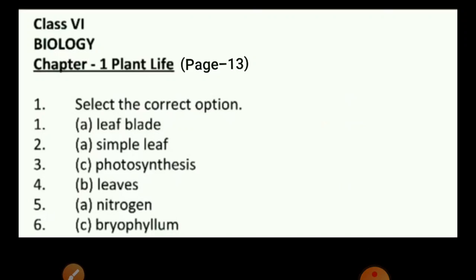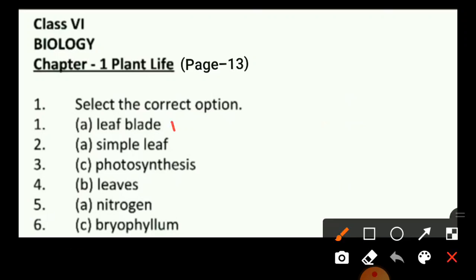Your first question is, the flat thin part of the leaf is the leaf blade. Second, a type of leaf in which a single leaf is attached by a petiole to the stem is known as a simple leaf. Next, the green leaf makes food for the plants by the process called photosynthesis. Fourth, in cactus plant, the parts modified into spines are leaves. Next, fifth question. Insectivorous plants grow in soil deficient especially in nitrogen. Sixth, vegetative propagation is shown by the leaves of the bryophyllum plant.